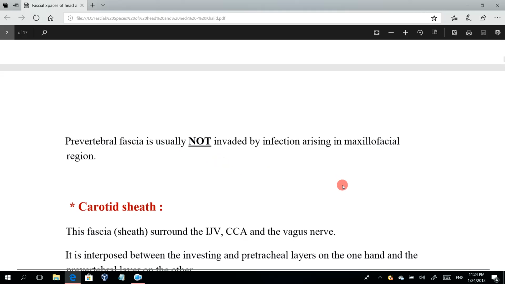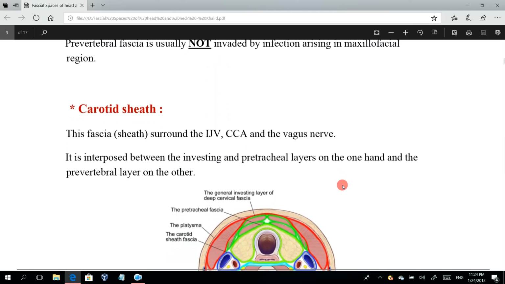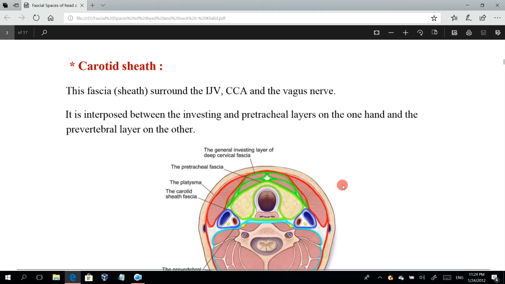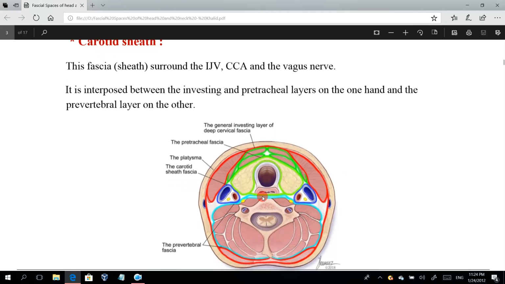The last division or last part of the cervical fascia is the carotid sheath, and this fascia or sheath surrounds three important structures, which are the internal jugular vein, common carotid artery, and the vagus nerve. It is interposed between the investing and pretracheal layers on the one hand and the prevertebral layer on the other.